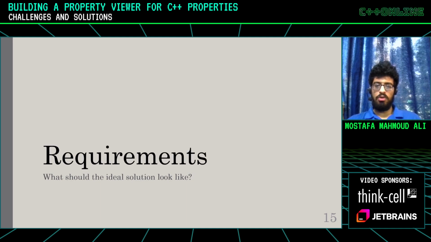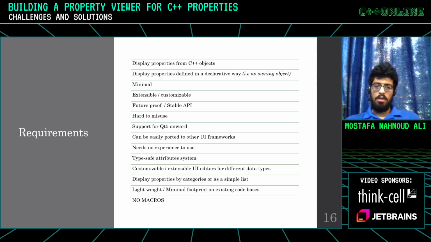So as you saw, none of these options was able to cover my needs. All of them have more cons than pros, and based on this, I wrote down the requirements of what the ideal solution should look like. So this is the list that I came up with. As you can see, my solution should be able to display properties from C++ objects and also properties defined in a declarative way. It should be minimal, so I don't want my solution to be very big.